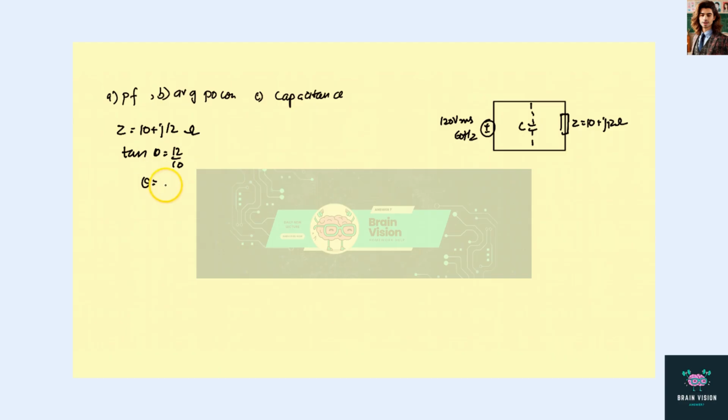Hence from here theta comes out to be 50.194 degrees. The expression for power factor is equal to cos theta. From here the power factor comes out to be 0.64.